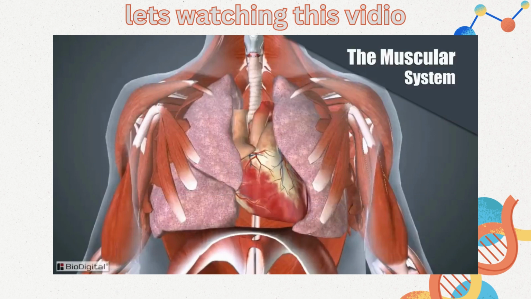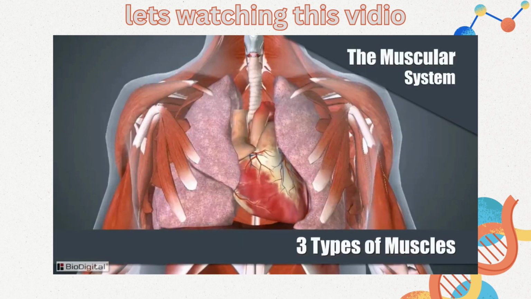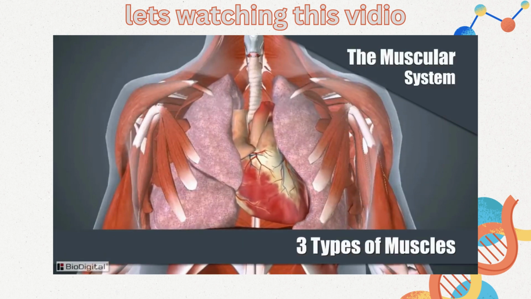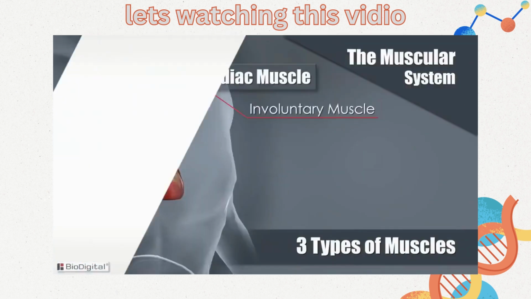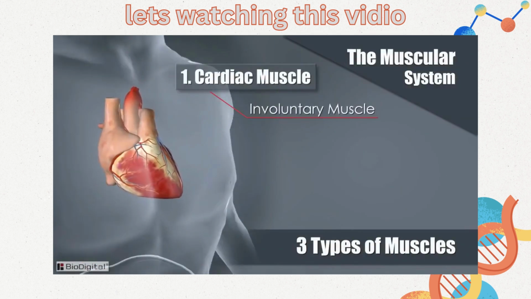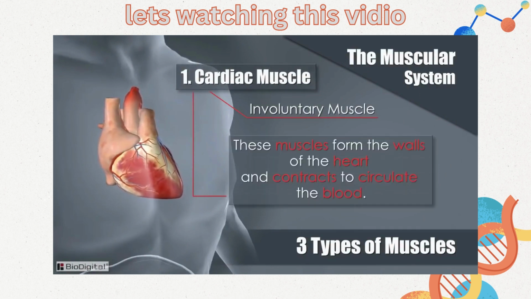The muscular system is divided into 3 main types of muscles, and each of these types can be moved by one of 2 ways, either voluntary or involuntary. The cardiac muscle is an involuntary muscle, meaning it operates without any conscious control. These muscles form the walls of the heart and contract to circulate the blood.